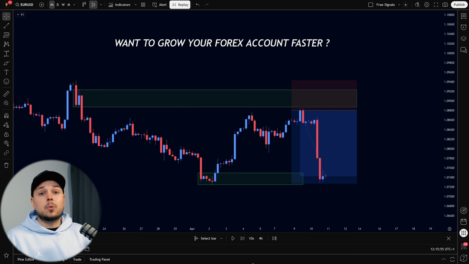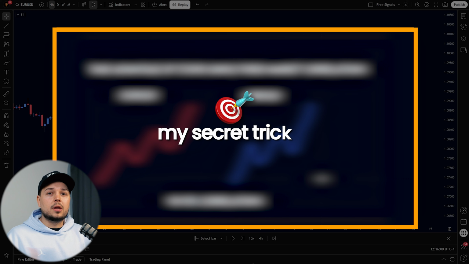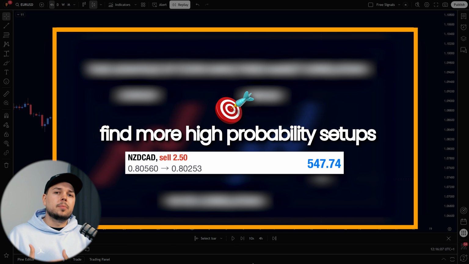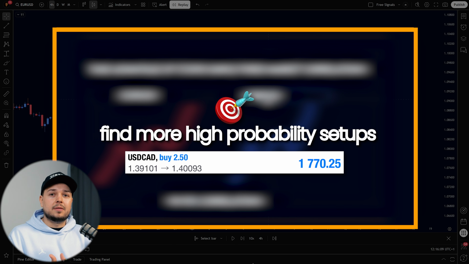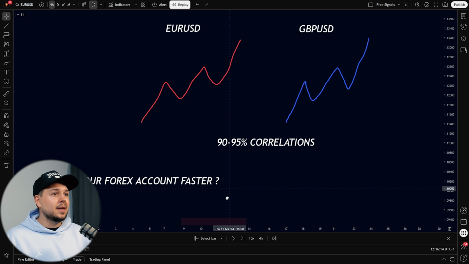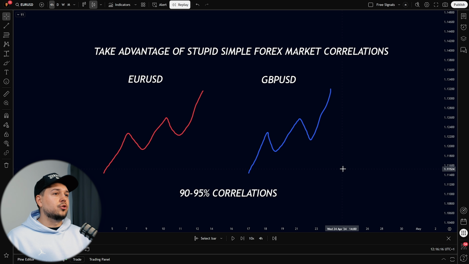So if you're serious about learning forex trading and want to grow your forex account fast, there's a trick I use in the forex market that actually helps you find more high probability setups than ever before. And the trick is we want to take advantage of stupid simple forex market correlations.